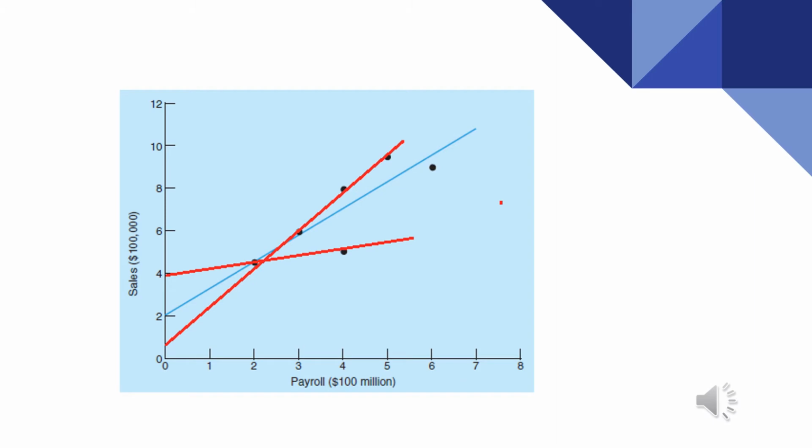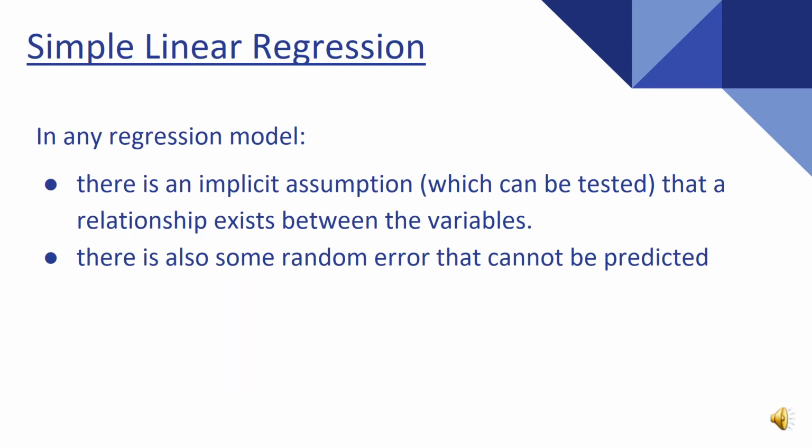A scatter diagram cannot give us the true relationship between payroll and sales, but by drawing a straight line, it helps us show the relationship between the variables. In fact, many lines could be drawn through these points, but the question is, which one best represents the true relationship? Regression analysis provides the answer to the question. Simple linear regression. In any regression model, there is an implicit assumption which can be tested that a relationship exists between the variables. However, there is also some random error that cannot be predicted.